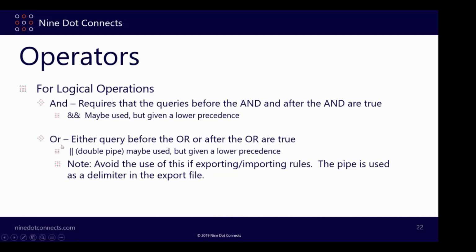The other thing here with the OR is there's this thing called a double pipe. The biggest problem with this one is that if you're importing and exporting rules, guess what they used as a delimiter? They used a single pipe as a delimiter. So if you use a double pipe, it's going to be an issue.